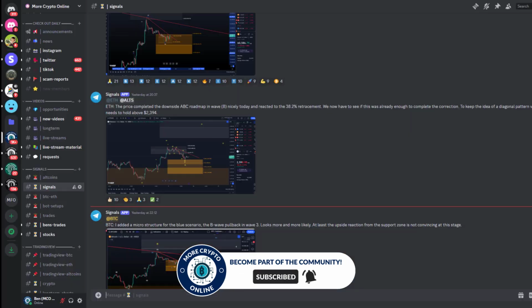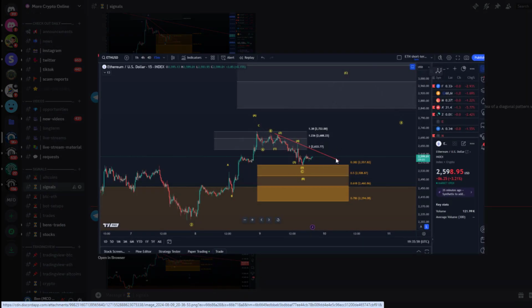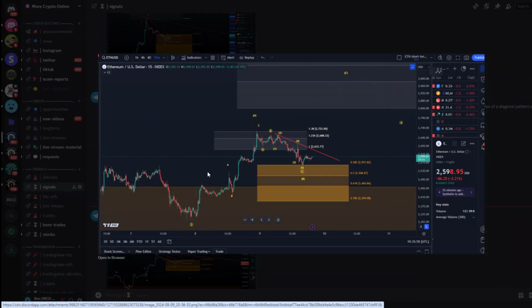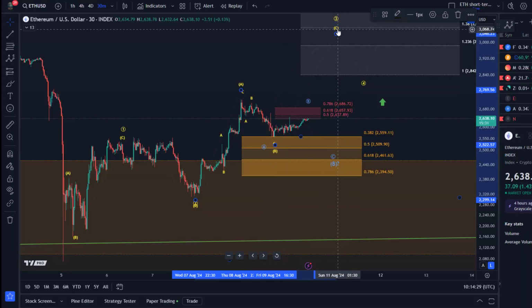As per yesterday's update on Discord for our gold members, we were watching then for further upside. And the idea was, okay, the price completed the ABC roadmap in wave B nicely today and reacted to that 38.2 retracement level. We now have to see if this was already enough to complete the correction. To keep the idea of a diagonal pattern valid, the price needs to hold above 2,394. Well, what does that mean? That means we have to watch already for upside reactions, have to be on high alert that the market could have started that C wave to the upside here.